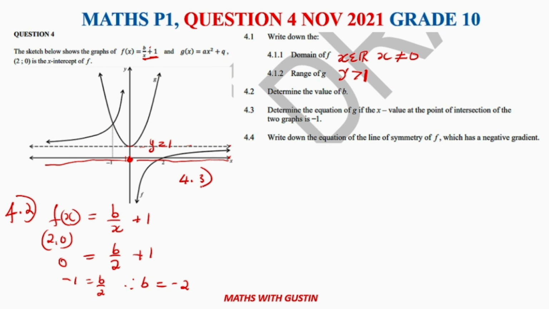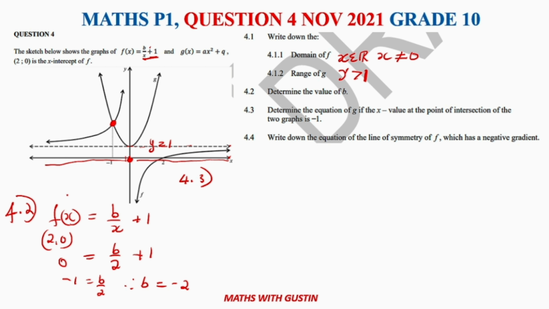4.3 says: determine the equation of g if the x value at the point of intersection of the two graphs is minus 1. If this point here is minus 1, determine the equation of g. All right, let's come here and determine the equation of g, guys. Please, I hope you guys are following.